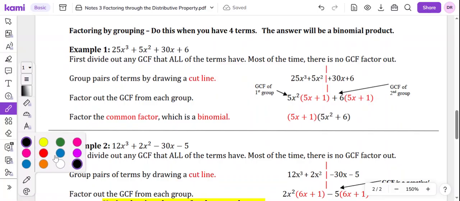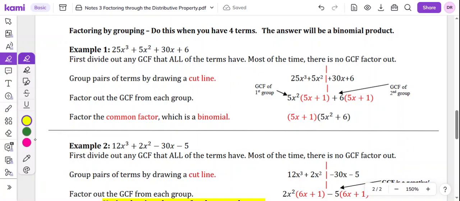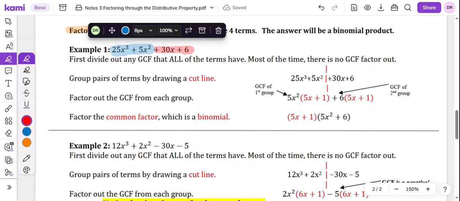We have a strategy for when we have 4 terms. It's called factor by grouping. And when we factor by grouping, what we're doing is we take the 4 parts of a polynomial. So if we look at example 1 here, we have 25x cubed plus 5x squared plus 30x plus 6. And what we're going to do is reuse the same process we just did in the previous examples. But what we're going to do is look at 2 terms at a time.